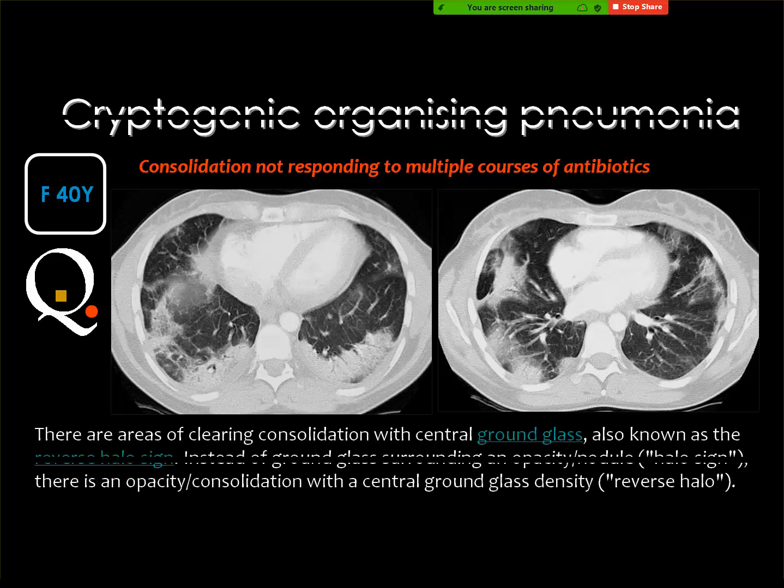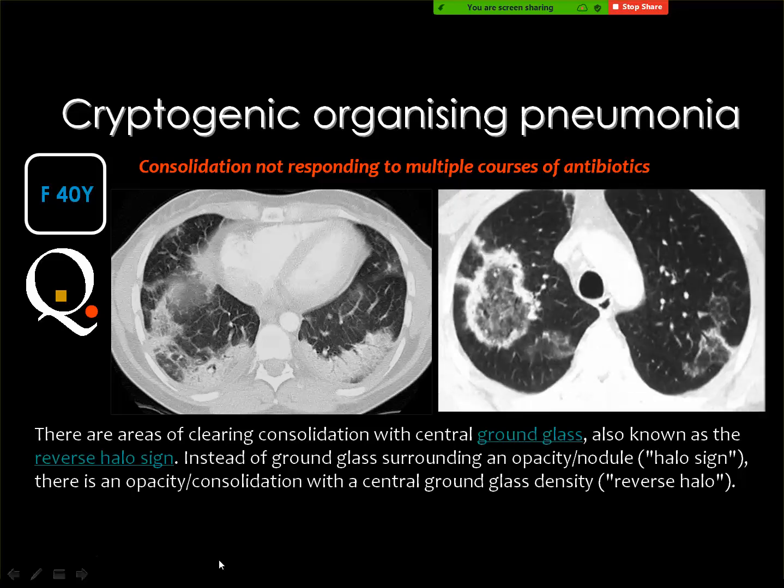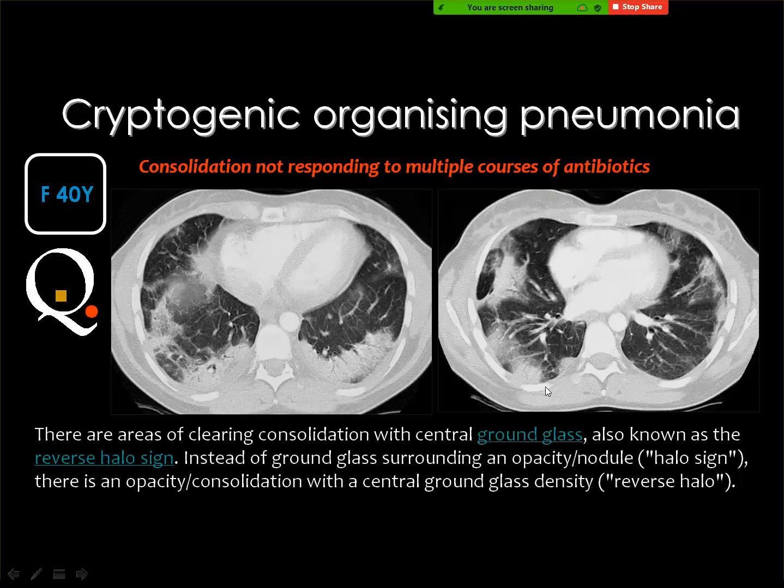Very good, very good. And this is a cryptogenic organizing pneumonia. This is the classic appearance, but the history is good for the diagnosis, even in the absence of the reversed halo sign.